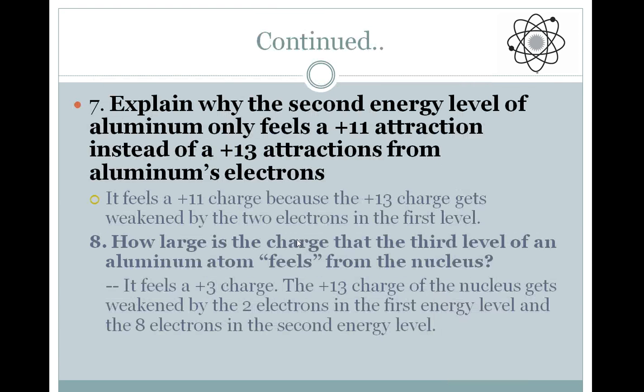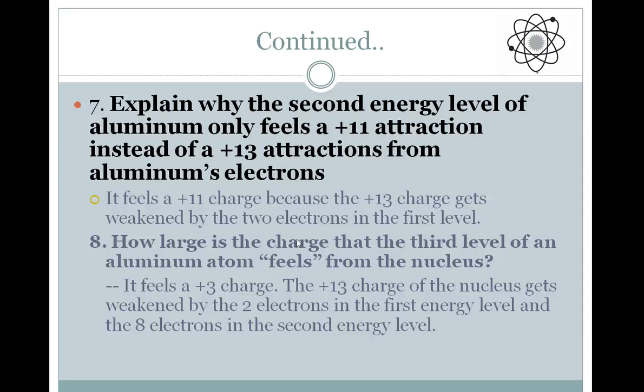Let's continue. Number 7, explain why the second energy level of aluminum only feels a +11 attraction instead of a +13 attraction from aluminum's nucleus. As we said before, it feels a +11 charge because the +13 charge gets weakened by the 2 electrons in the first energy level. Remember, the first energy level can only hold 2, and that's very different from the other outer levels because those can hold 8, but the first one can only hold 2, and it's very crucial that you remember that. Let's continue with number 8.